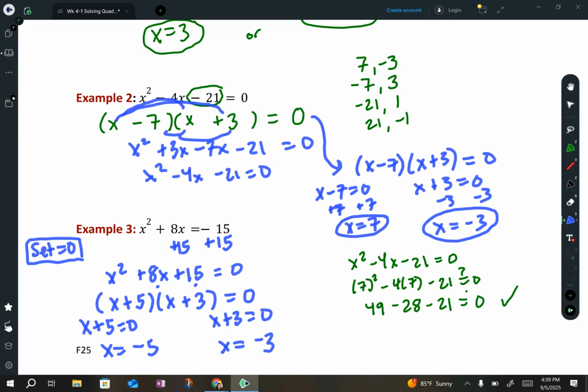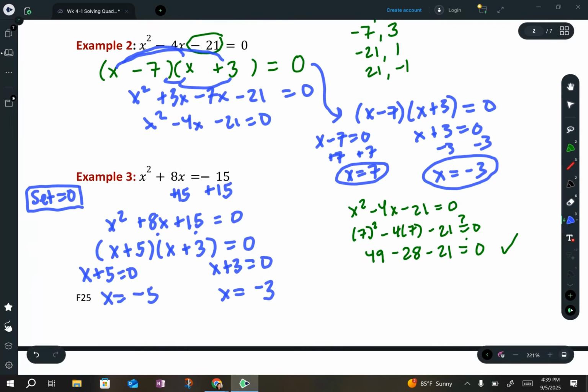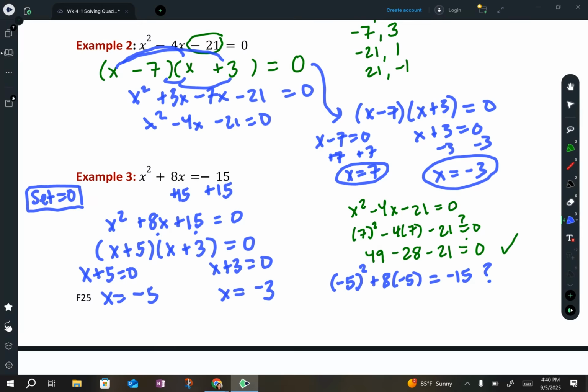It's always a good idea to check this. Let's go ahead and check it really quick using our original equation. I have a little bit of space right here. Let's check the negative 5 value. So is negative 5 squared plus 8 times negative 5 equal to negative 15? I always check with the original equation, so there's no chance that I made an error. So 25 minus 40 is negative 15, and sure enough it is. Check. Excellent. Let's keep going.